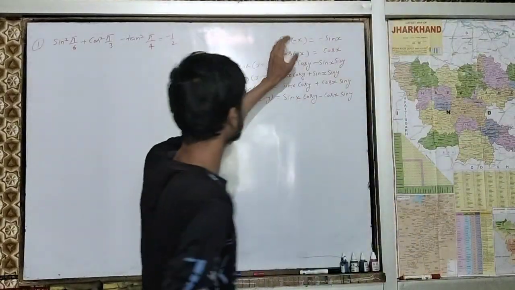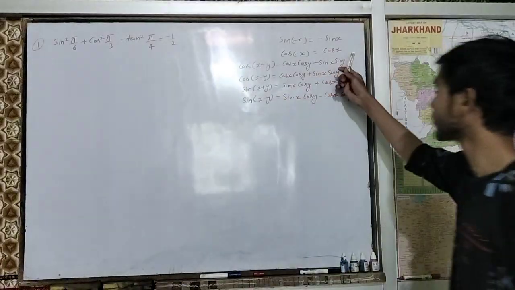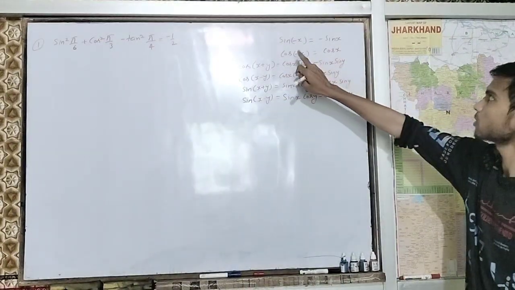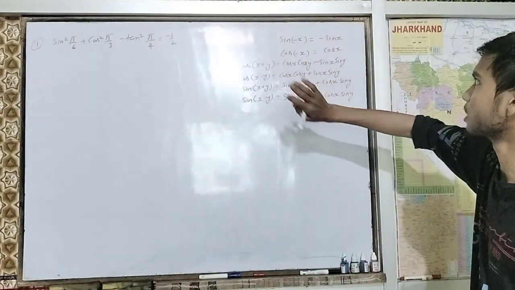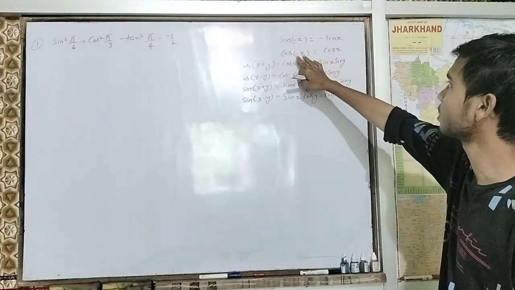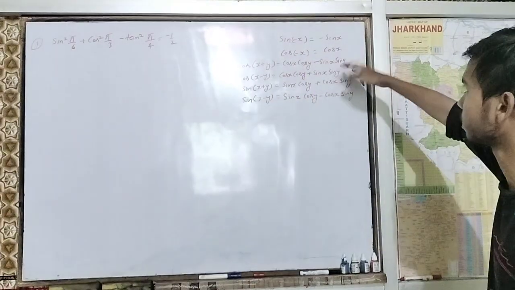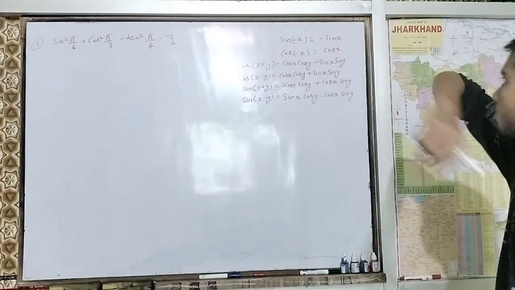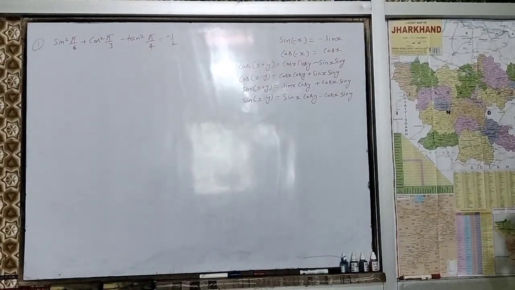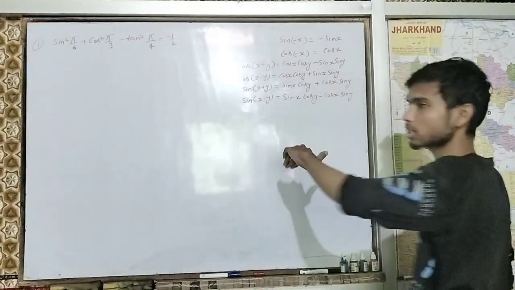Now here remember sine minus x. If theta is minus, then it will be minus sine x. It is telling that it can be written as minus sine x, and this negative sign will become positive if there is a cos function there. Cos minus x will become cos x. Okay. These are trigonometric identities.